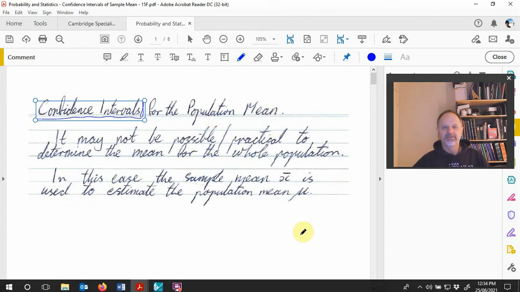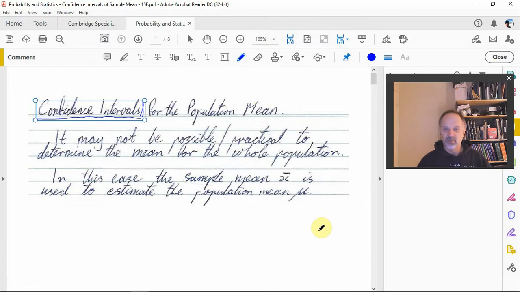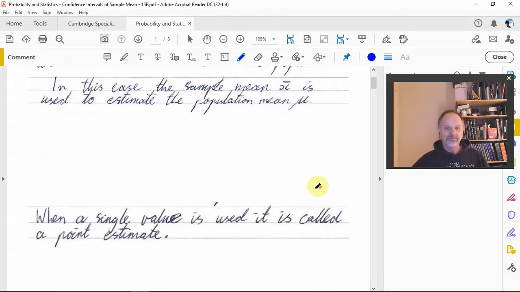As it says there in that sentence, it might not be possible or practical to determine a mean for the whole population. Because if it's a big population, it takes a long time to get the information, and then also takes a long time to process that information. So we use the sample mean to estimate the population mean. All right. And if we use just a single value, so we took one sample and we just used that, then we call that a point estimate.